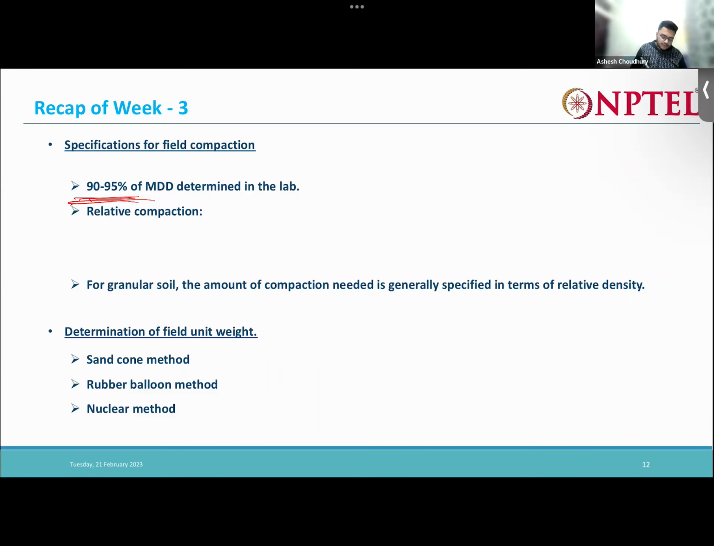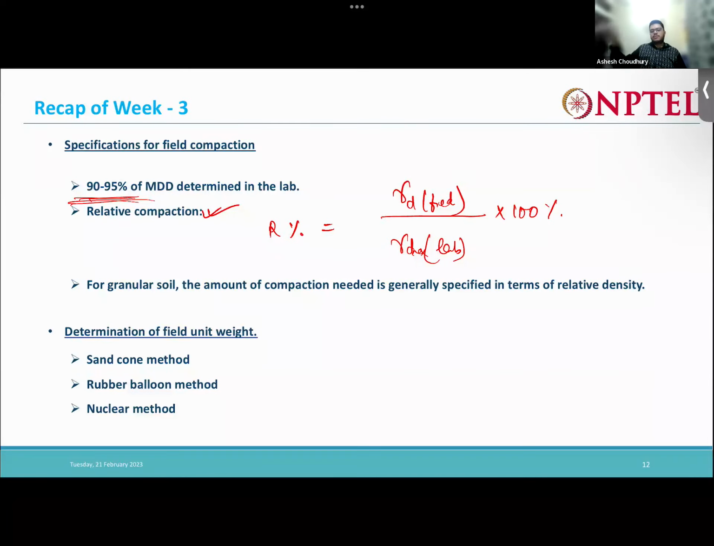So from here we get another term, which is relative compaction. Relative compaction is nothing but the dry density in the field divided by the maximum dry density in the lab, times 100%. So this is my relative compaction. If someone tells me that relative compaction is 100%, that will mean that in the field also the maximum dry density has been achieved, whatever was achieved in the lab.